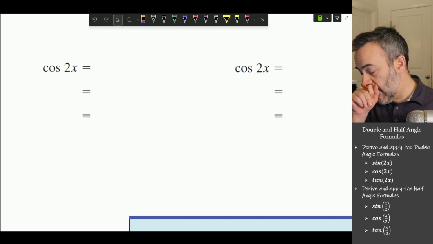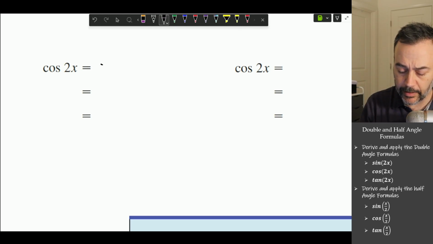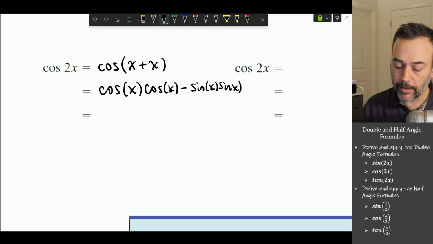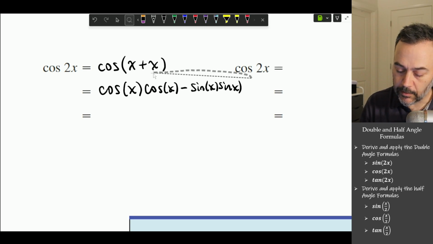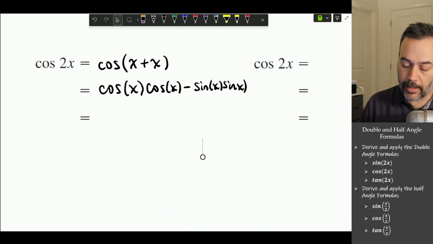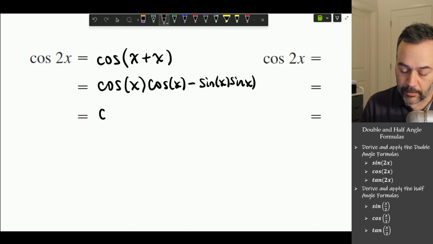Now, same process. You could probably anticipate this, but cosine is a little interesting because there are actually 3 different versions of the cosine double angle. But we start out the same way. Now we're going to use the cosine sum formula, cos x cos x minus sine x sine x. Okay. Let's do this. And we're done.